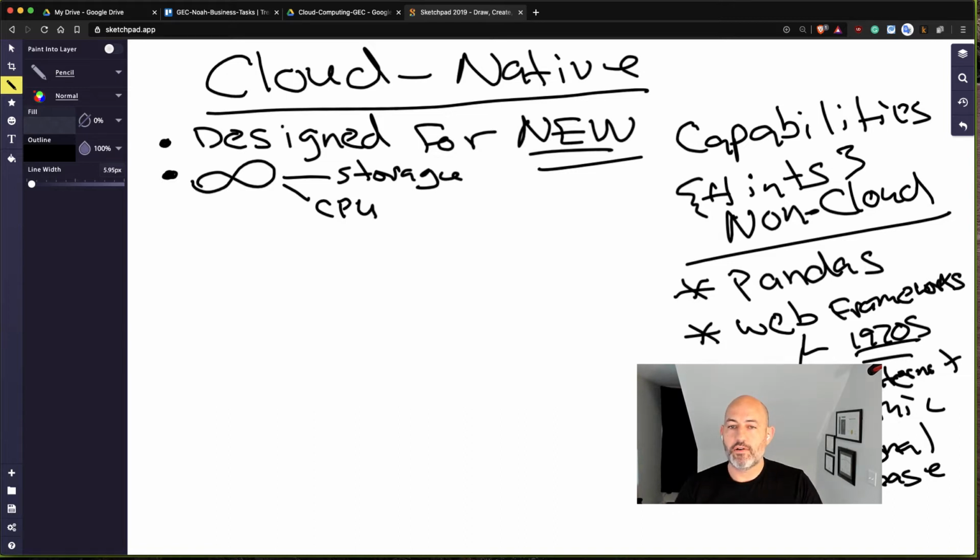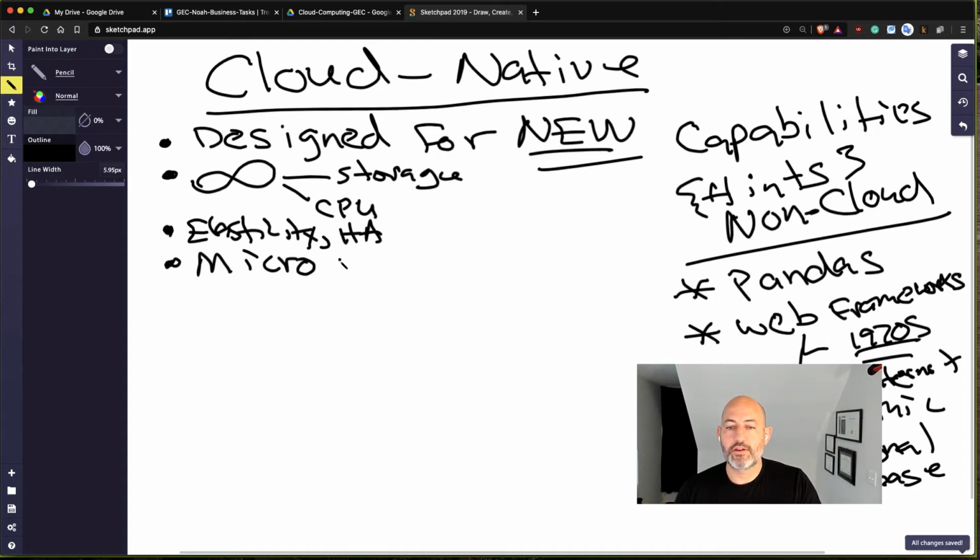Now let's look at cloud native. We know it's designed for new capacities. It has some of these infinite capabilities with it. It's also got those core traits that we talked about: elasticity built into it, high availability, HA. These are cloud native techniques. And also another one is microservices.